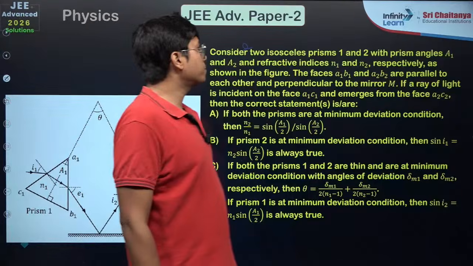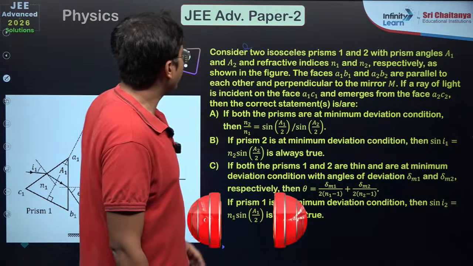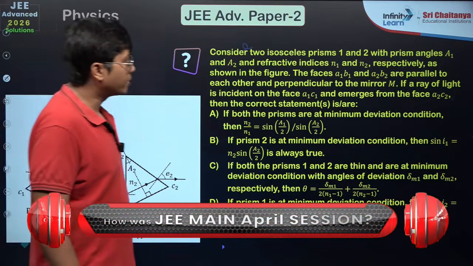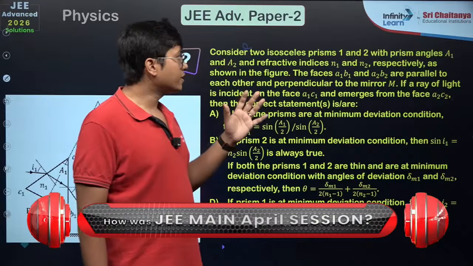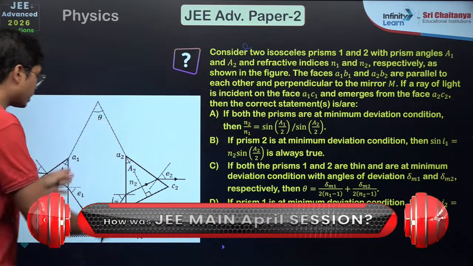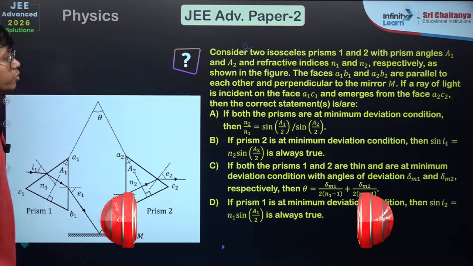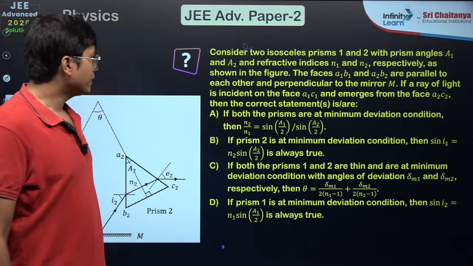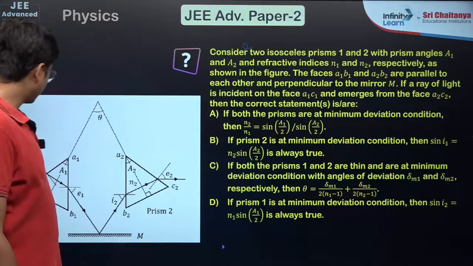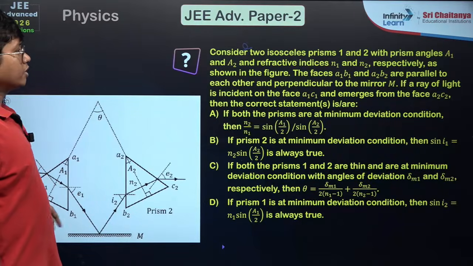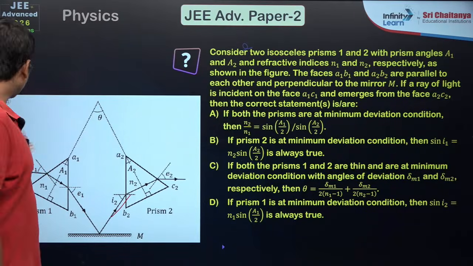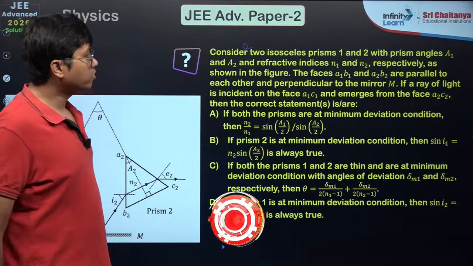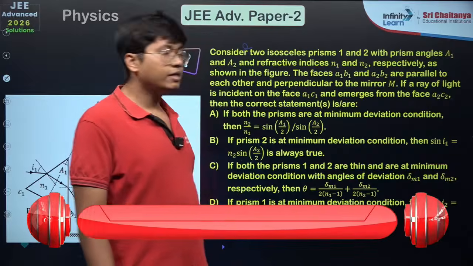Anyway, there are two isosceles prisms, 1 and 2, with their prism angles A1 and A2 and refractive indices N1 and N2. This is the diagram here. As shown in the figure, the faces A1B1 and A2B2 are parallel to each other and perpendicular to the mirror. If a ray of light is incident on the face A1C1 and emerges from the face A2C2 on the other side, then the correct statement is what?